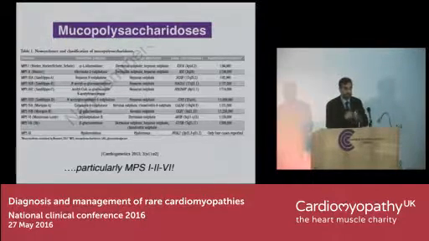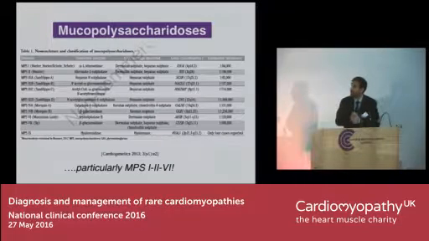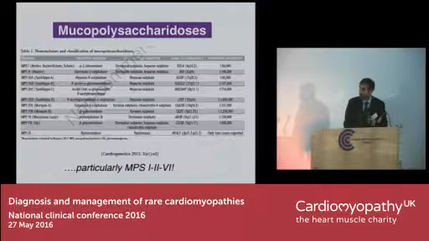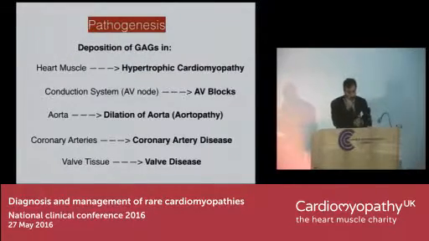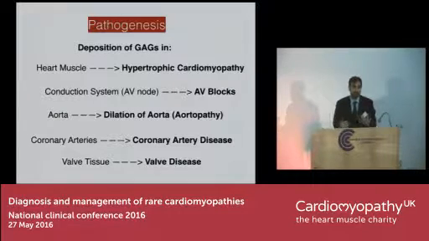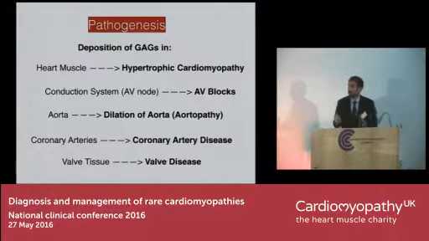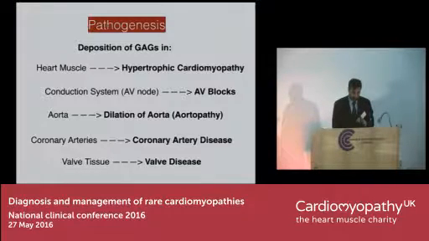So MPS, this is a very wide group of disorders. It is more, let's say, a pediatric group of disorders related to a storage of GAG material, dermatan sulfate, heparan sulfate, and so on. And particularly MPS 1, 2, and 6 are the most involved with cardiac abnormalities, and cardiac abnormalities can present with hypertrophic cardiomyopathy, with AV blocks, they can be progressive, with arteriopathy, with premature coronary artery disease, but particularly valve disease. Valve disease is probably the most common abnormality in these conditions.